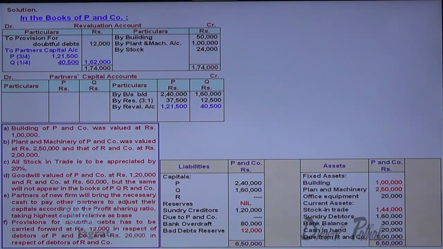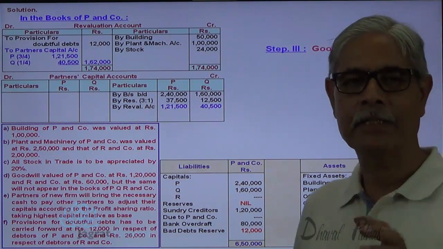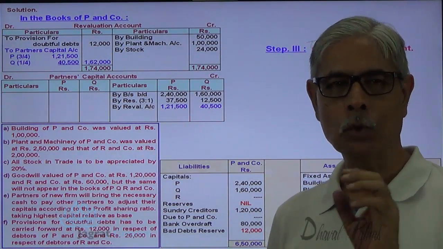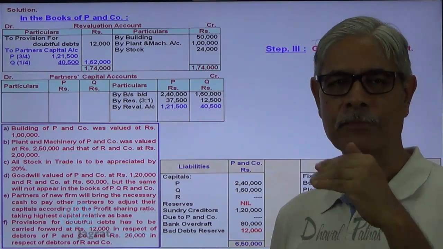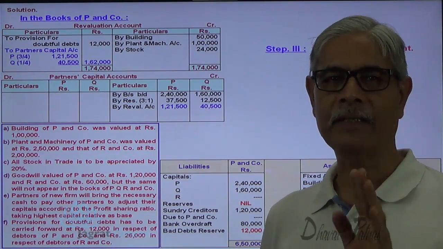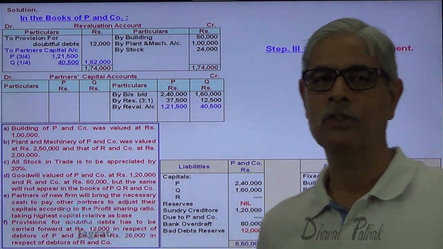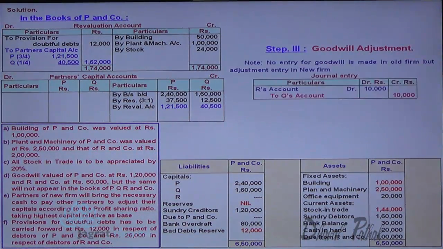Third step, that's very important, goodwill adjustment. We have already considered that goodwill will be adjusted to the capital accounts of the partner in the books of new firm. So in this old firm, means transferor firm will not take care of goodwill when it intends to close its books of accounts. So no entry for goodwill is made in the old firm, but the adjustment entry in the new firm that I have already explained.